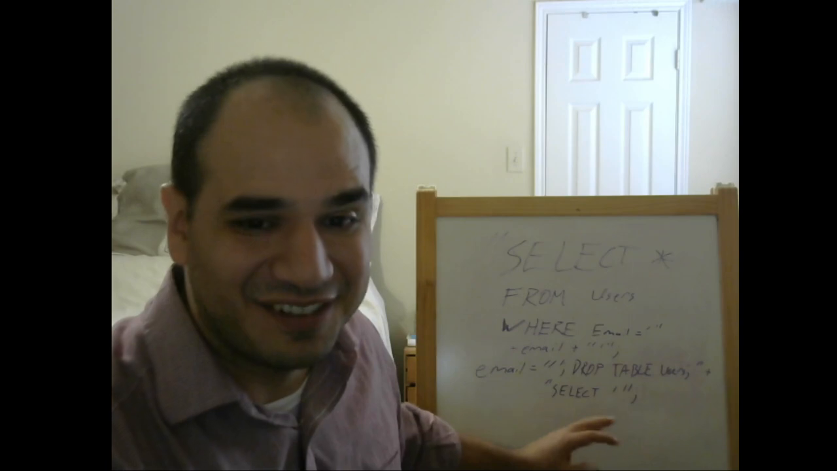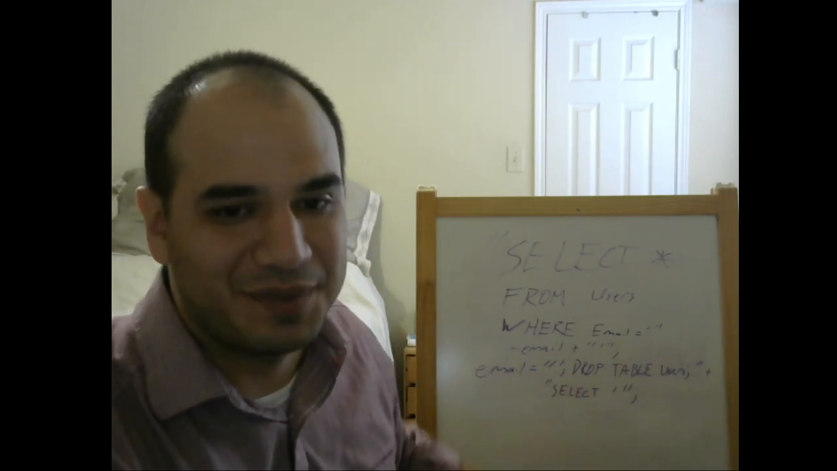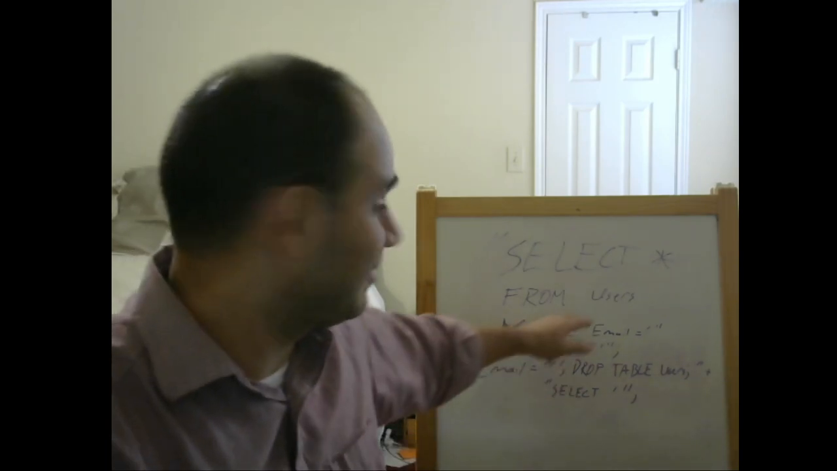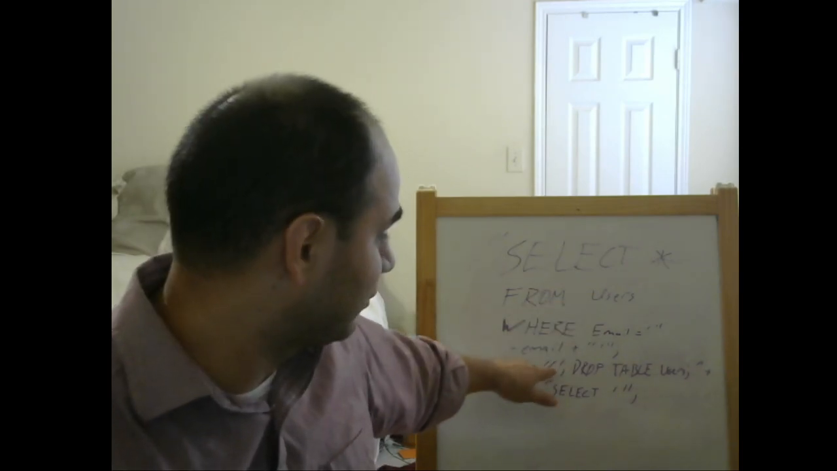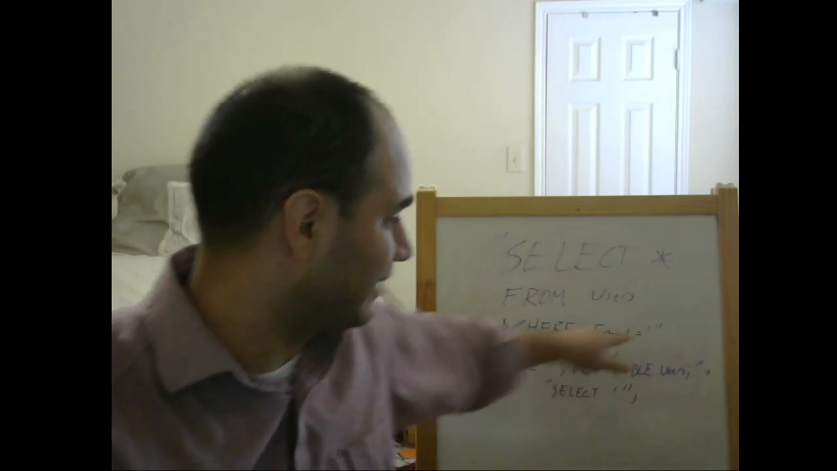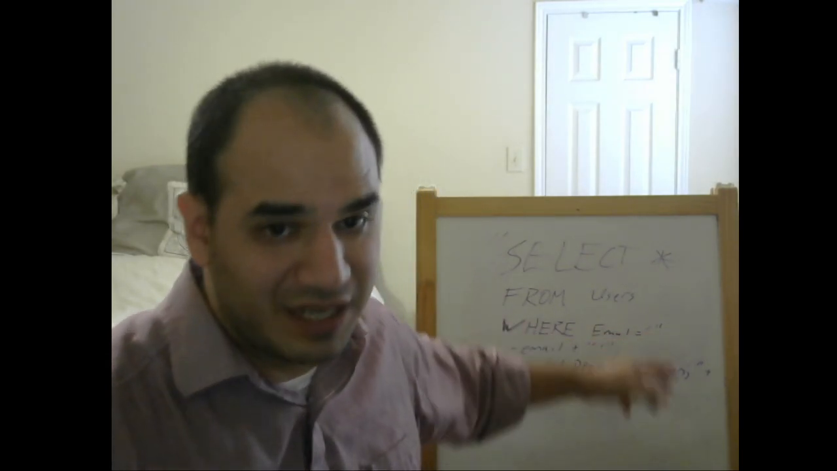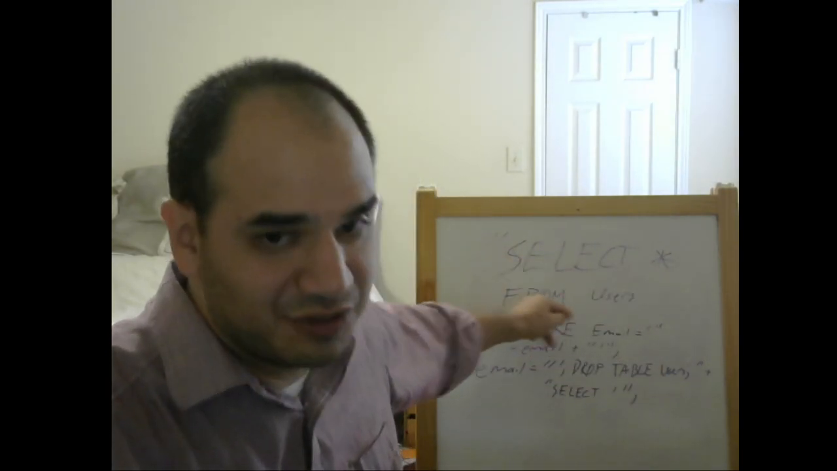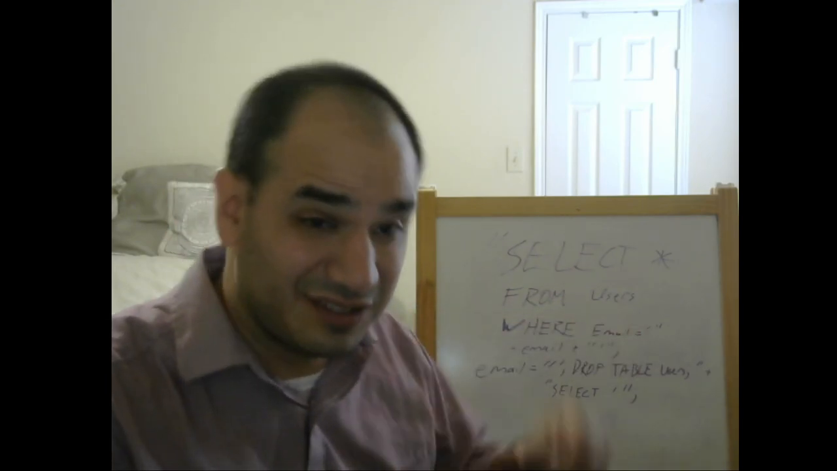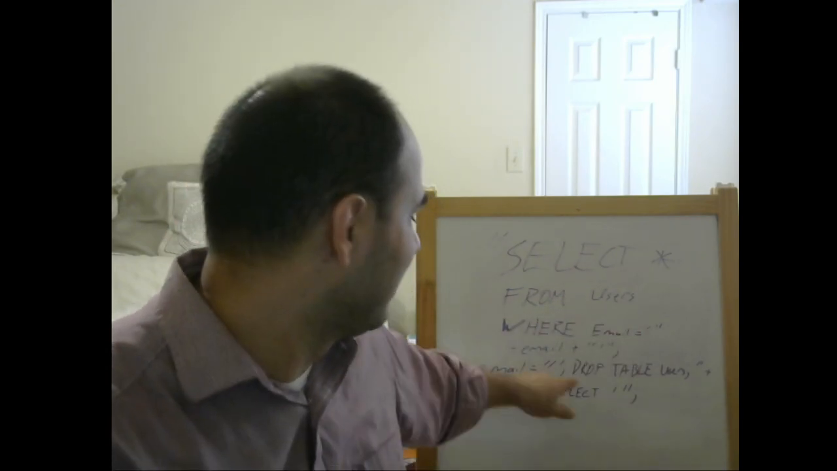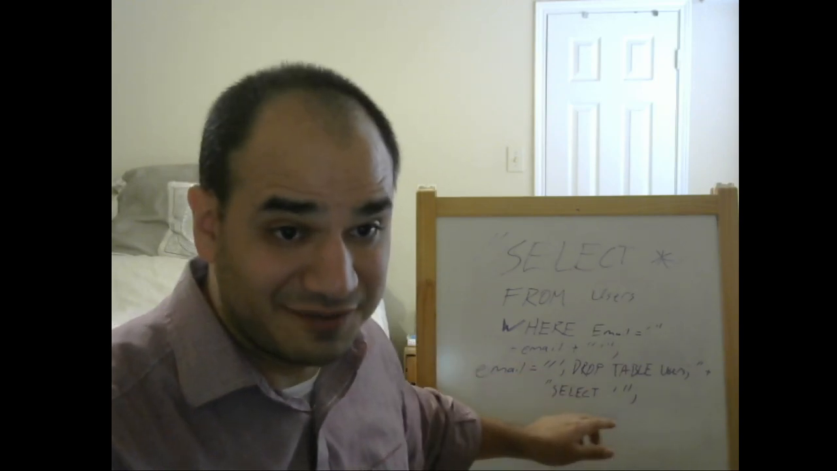It's a little tough to figure out what exactly is happening here, but the idea is that you complete this. So you have this close quote here, and this would fit in right here, right where email goes. So we close the quote, and the select star from users where email equals the empty string. So just open quote, close quote.